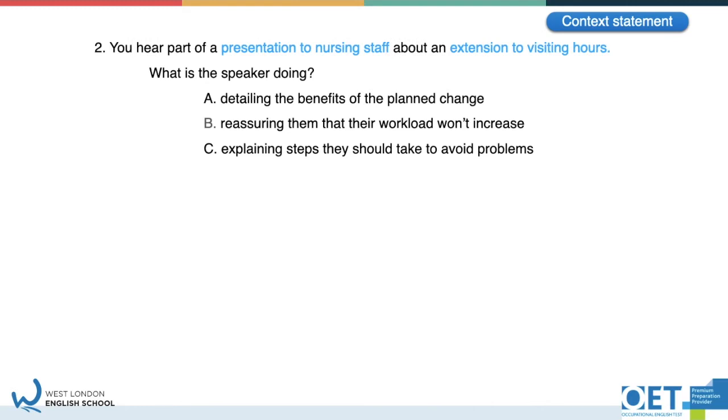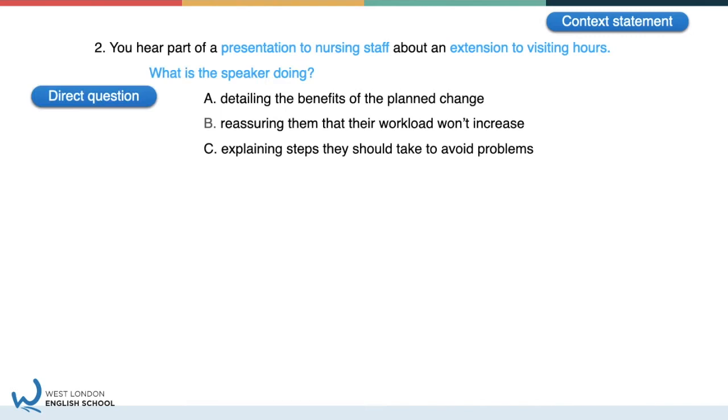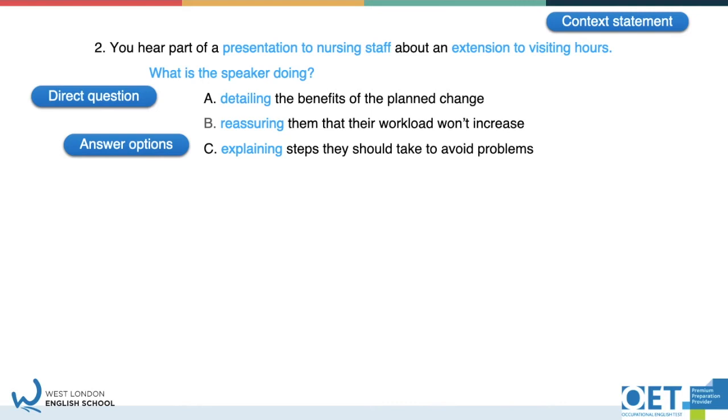Again, we have a direct question, similar to the first one, and we need to focus on our answer options. So we have detailing the benefits of the planned change. This means that the speaker would be speaking in a lot of detail, reassuring them that their workload won't increase. So for reassuring, we might hear language like, I understand that you are worried that you might have more work than usual. Like, I understand, or I know that you are thinking this. And then we've also got explaining.